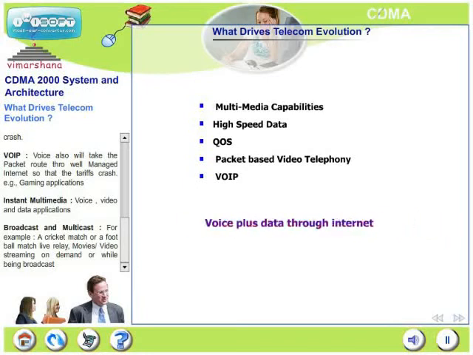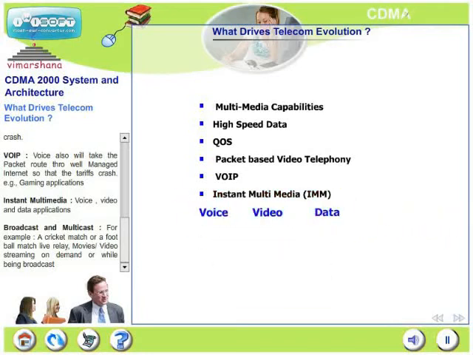An example will be a gaming application. Instant multimedia, voice, video and data applications. Broadcast and multicast. We can give a few examples here. For example, a cricket match or a football match being relayed live, or movies, videos, streaming on demand or while being broadcast. These are some of the broadcast and multicast applications. These are the kind of applications which will drive technology and lead to telecom evolution from 2G to 3G to 4G. Even 5G is being talked about nowadays, and actually we do not know the destination. It's a continuous journey of evolution.